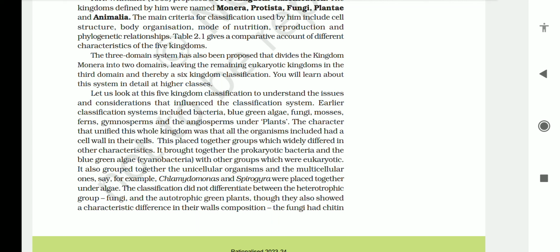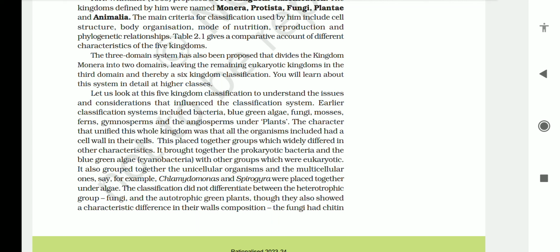Earlier classification systems included bacteria, blue-green algae, fungi, mosses, ferns, gymnosperms, and the angiosperms under plants. The character that unified this whole kingdom was that all the organisms included had a cell wall in their cells. This placed together groups which widely differed in other characteristics. It brought together the prokaryotic bacteria and the blue-green algae, that is cyanobacteria, with other groups which were eukaryotic. It also grouped together the unicellular organisms and the multicellular ones.